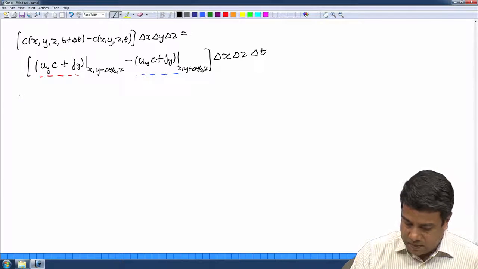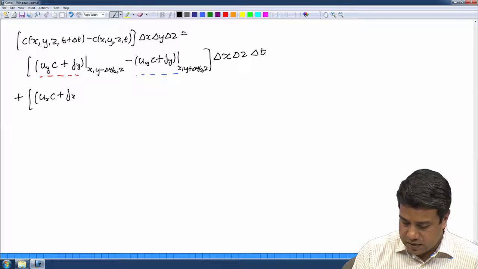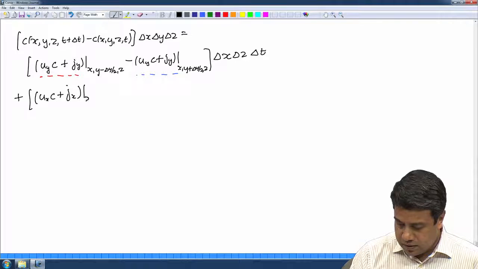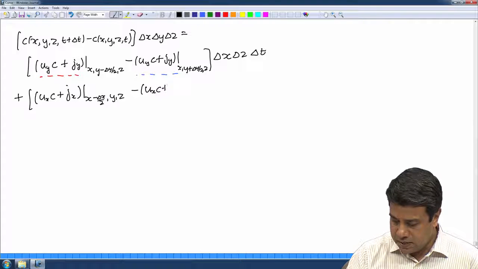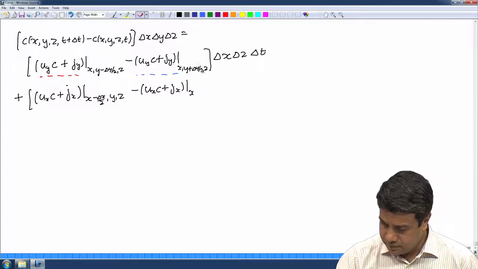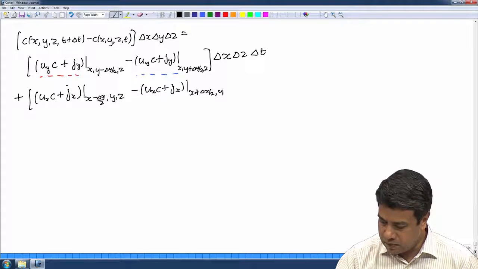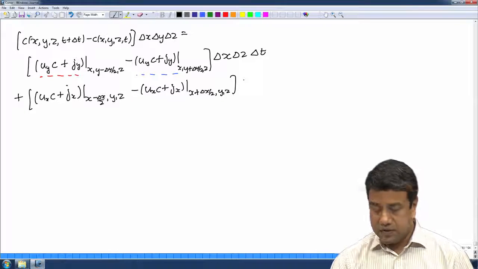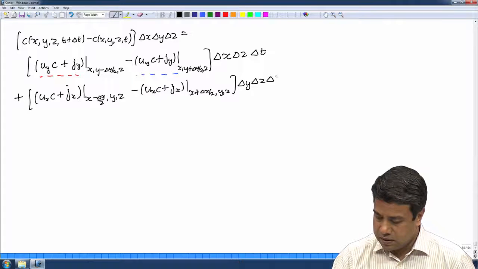So, this will be plus u_x c plus j_x at (x minus delta x by 2, y, z) minus u_x c plus j_x at (x plus delta x by 2, y, z). And the surface area perpendicular to the x direction is delta y, delta z, delta t.